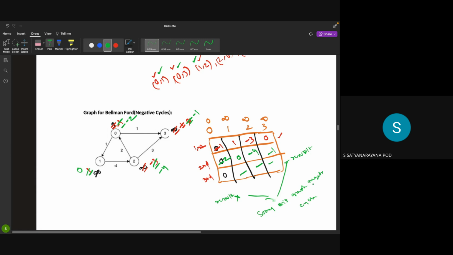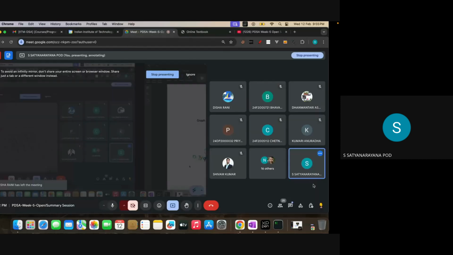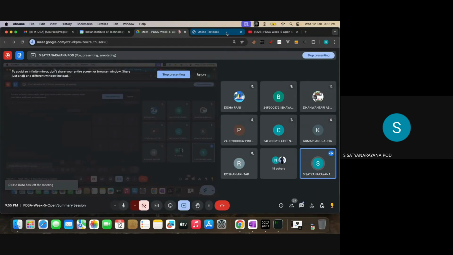It works with negative edges, no problem. If negative cycles are there, the values are not stabilized. If the values are not stabilized after n minus 1 edge relaxations, you should immediately run one more time and compare whether it is having a negative cycle or not. So Bellman Ford has this facility; whether you use it or not is your choice. So let me explore the code.